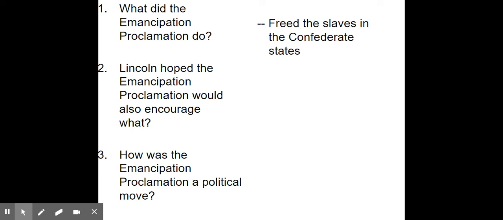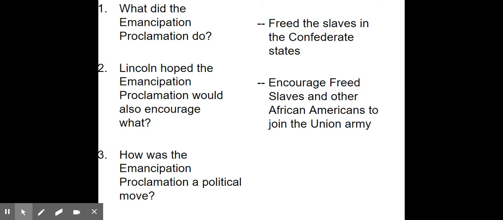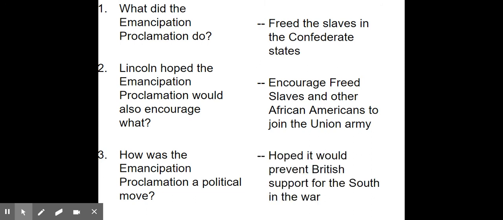What does Lincoln hope the Emancipation Proclamation would encourage people to do? It would encourage freed slaves, other African Americans, to join the Union Army, and it would encourage the Union Army to continue fighting. It would give the North another reason to fight, not just preserving the Union. Now we got this high moral cause to end slavery. And then how was it a political move? It does help prevent Britain and France from supporting the South in the war.